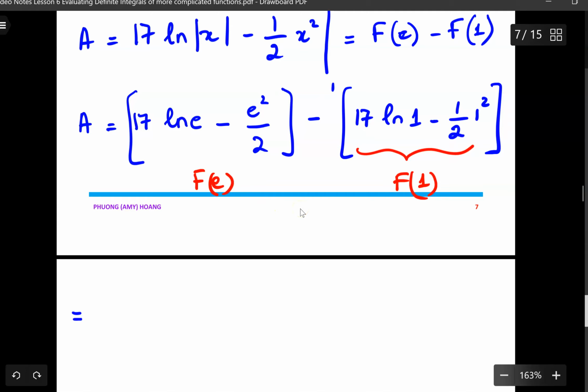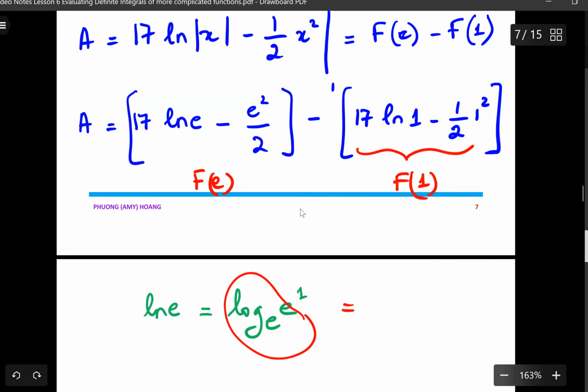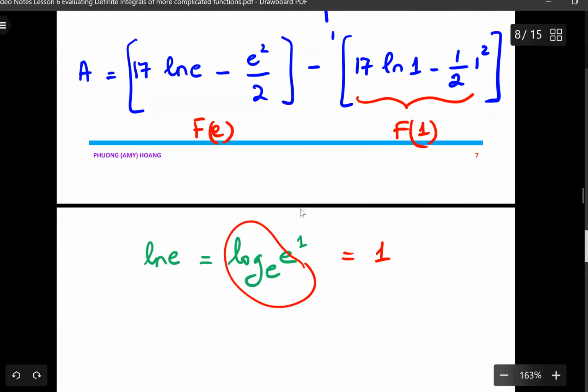Again, I will review the formulas for logarithm for everyone. So we have ln of e. What is natural logarithm? It is the log to the base e of e, and the exponent of e here should be 1. So you can see that this will give me the answer as 1. So I will have A equal to 17 times 1 minus e squared over 2.